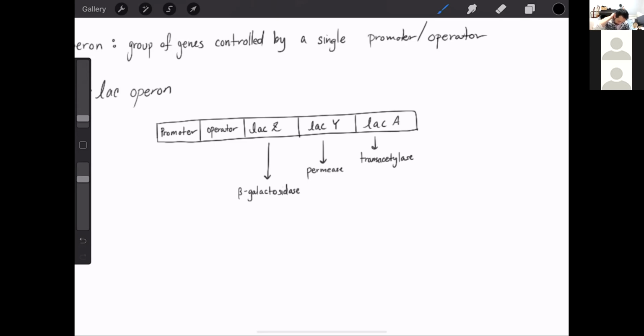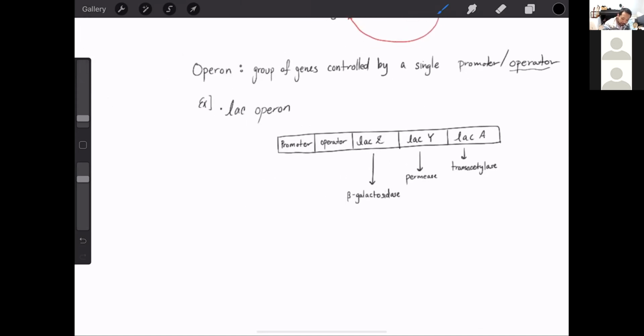All right, but in order to understand that this is controlled by a promoter and an operator, I actually have to introduce you to a different gene that is somewhere else inside the chromosome of the bacteria. And for that gene, we also have a promoter, but this gene is going to be called a Lac I gene, Lac I. Okay, so what does the Lac I gene produce? It produces what we call the Lac inhibitor protein.